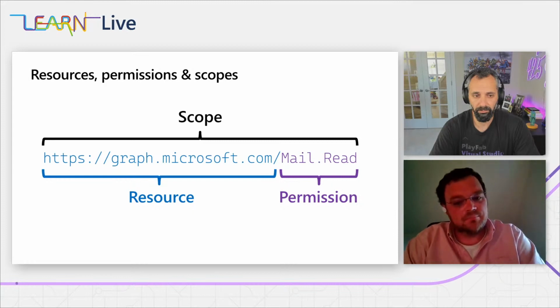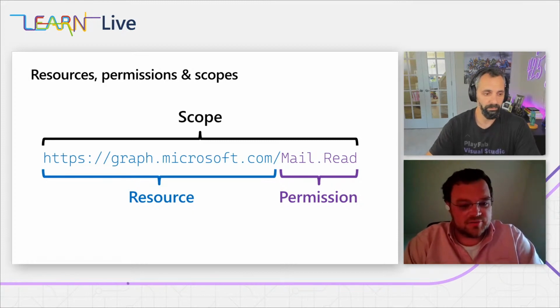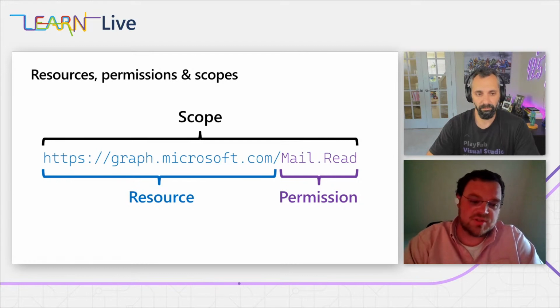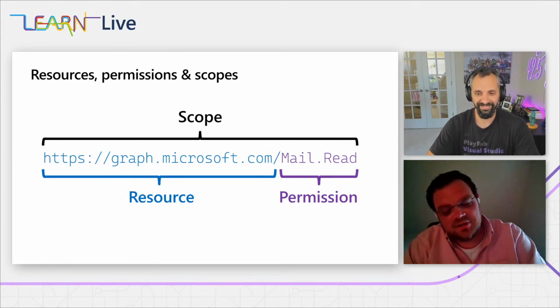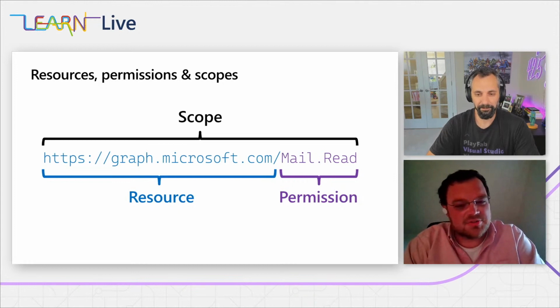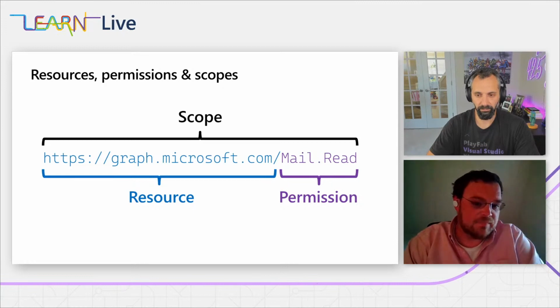But there are two main components here. We've got the resource itself, and resource is one of the things you'll hear thrown around a whole lot, and we've already used it a bunch up to this point, and we're going to continue using it a lot. Resource is the main sort of API. So this is the thing that you're going to call. Within that resource are multiple permissions. In this case, the permission is something like mail.read.